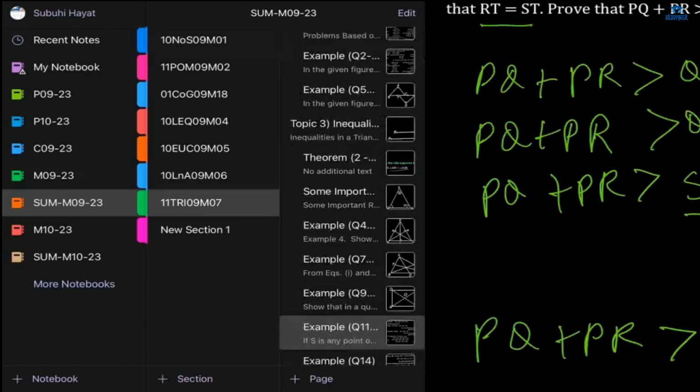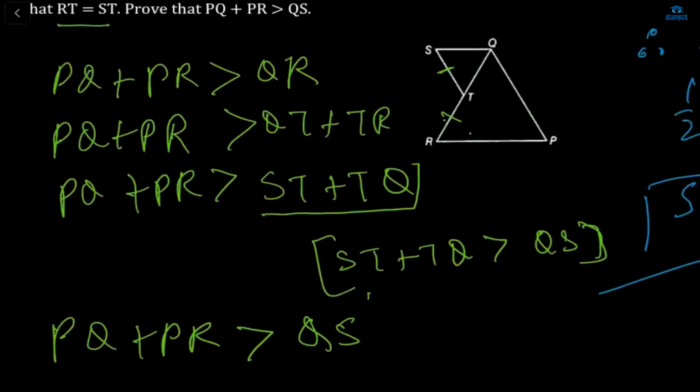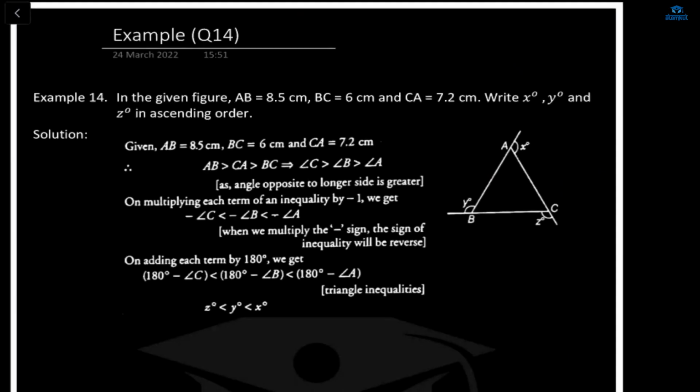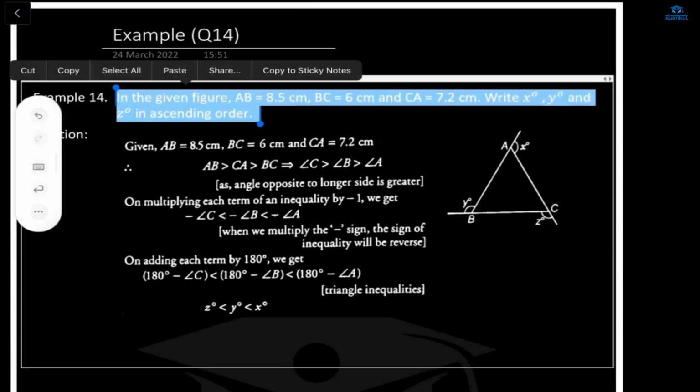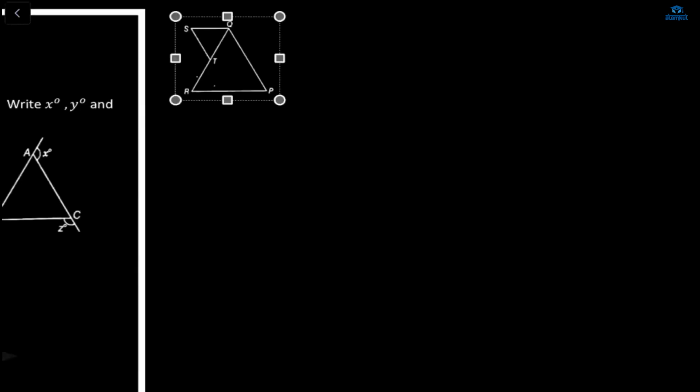Ma'am, I sent mine also. It is very rough writing, so I'm not able to understand. In triangle PQS, PQ plus PR greater than QS. Yeah, QT plus TR, same way. Yeah, very good. So let's see the last question, and then we have completed this chapter. In the next class I will start the new chapter. Ma'am, this question can be given as homework.